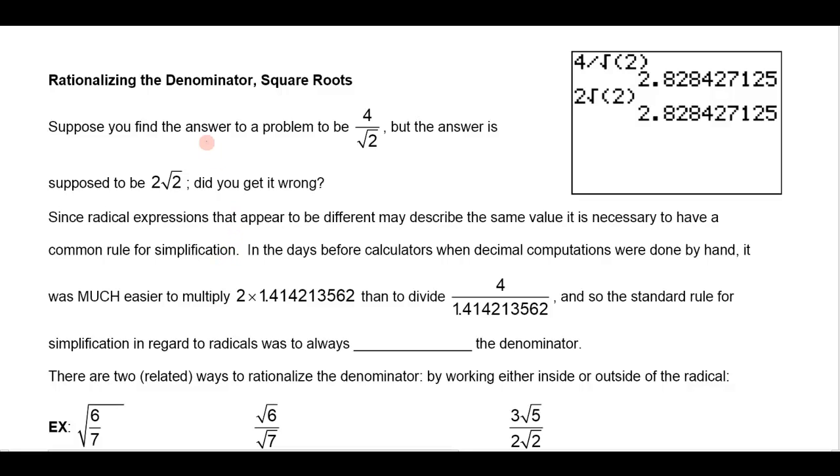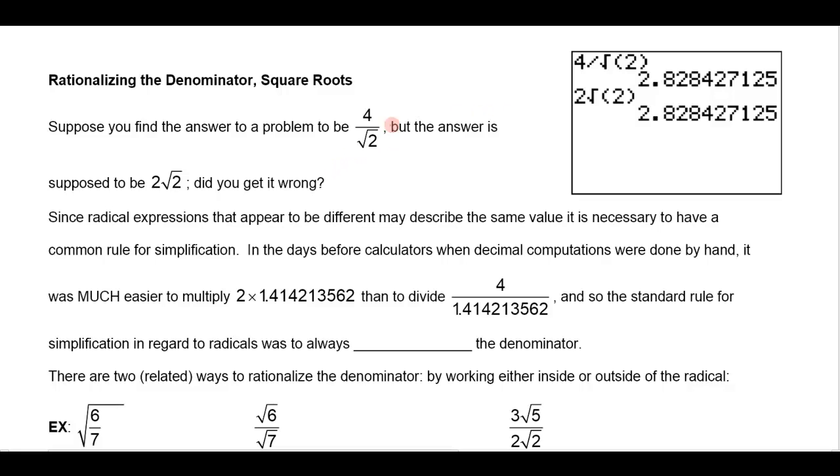Hello everybody. In this lesson I'd like to look at how we rationalize denominators, and in particular denominators that have square roots in them. So suppose you find the answer to a problem you're working on to be 4 divided by the square root of 2. But the answer is supposed to be 2 times the square root of 2.